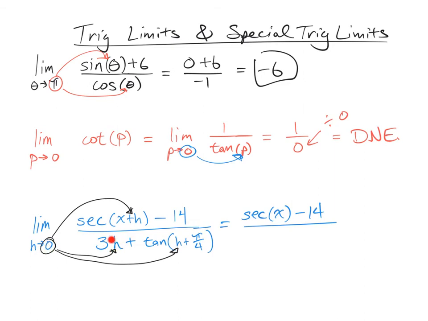When you substitute 0 in for this h, you'll get 3 times 0 is 0. But then we're adding the tangent of 0 plus pi over 4. So 0 plus tangent of pi over 4 ends up being 1. So really, this whole limit just ends up being secant of x minus 14. And you can go back and look at the previous slide when we had x's and delta x's. When we substituted 0 in for the delta x's, the x's stayed the same. Nothing happened to the x's.